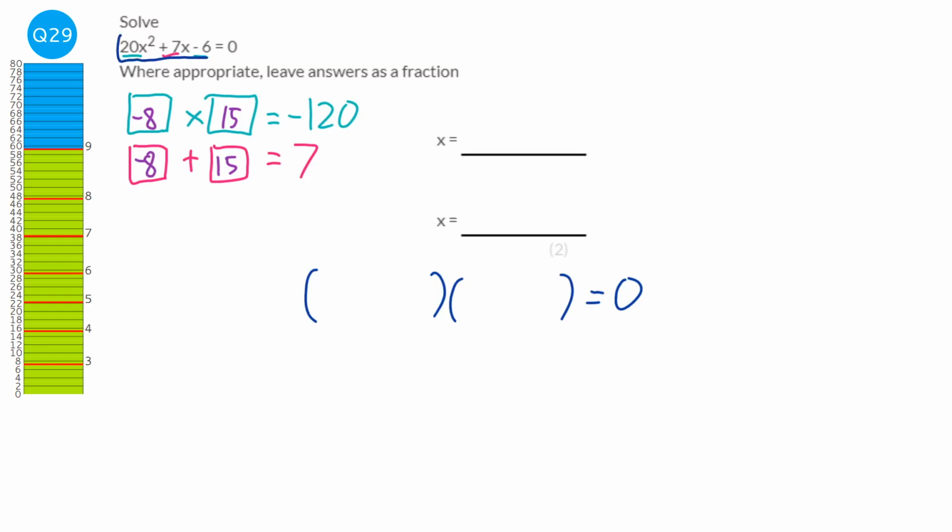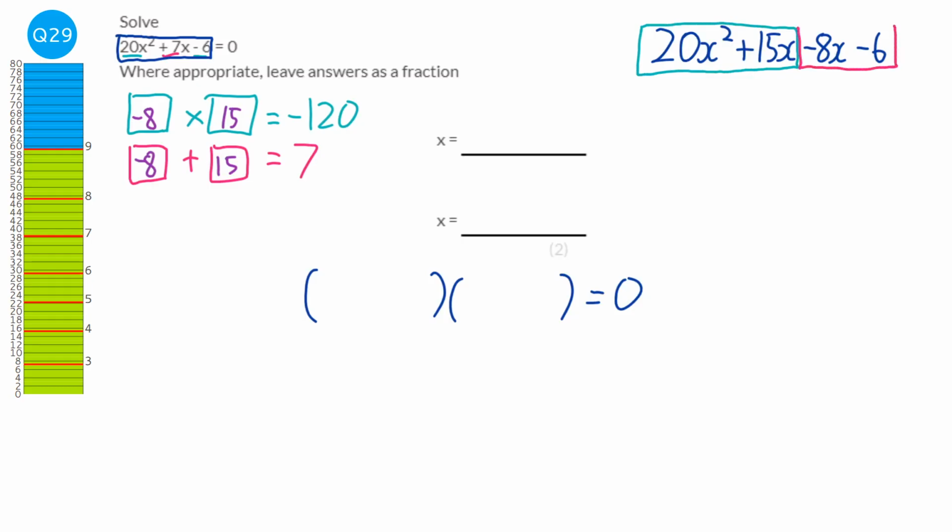We're going to copy out the quadratic on the left hand side, but this time instead of writing plus 7x, we're going to write plus 15x minus 8x. And I'd recommend you always put the negative first, but I'm going to show you here what happens if you don't put the negative first. So I'm going to highlight the first 2 terms because we're going to factorise those, and we're going to factorise the second 2 terms separately.